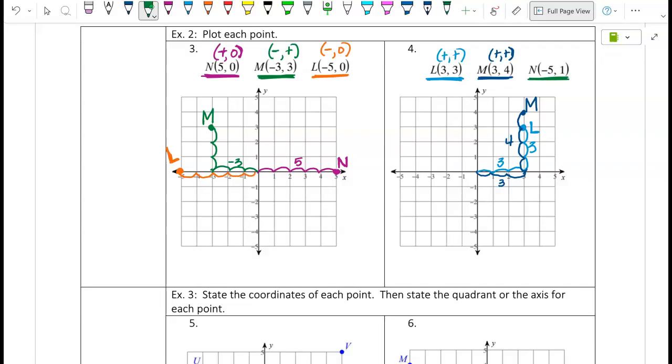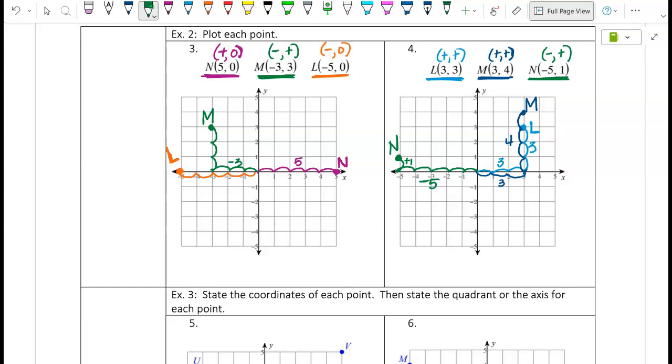And then we have N at negative 5, 1. So we have a negative positive. So 1, 2, 3, 4, 5. There's my negative 5. Up 1 for my plus 1. So there would be my point N.